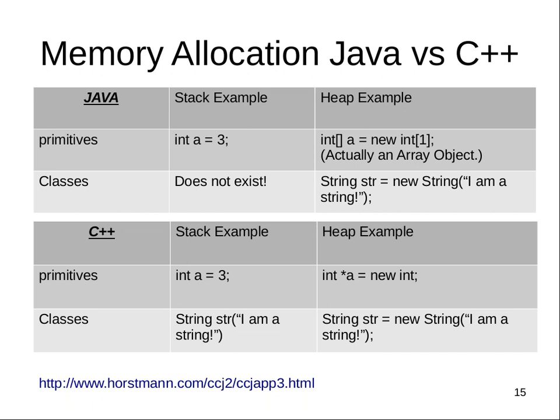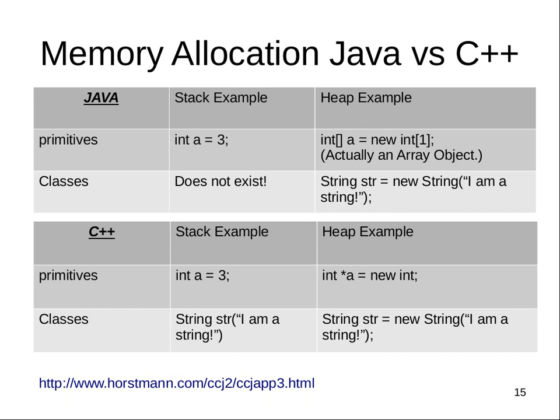Don't worry about it. Classes in Java: creating a class on the stack, you can't do it. Period. But if you want to create a class on the heap, String str equals new String, I'm a string. All right, C++. Well, you do whatever you want. Primitive, hey, look, it's the same thing. Heap, notice it's a little different. You're not creating an array, you're just creating a pointer and calling new int. So you're creating one integer on the heap.